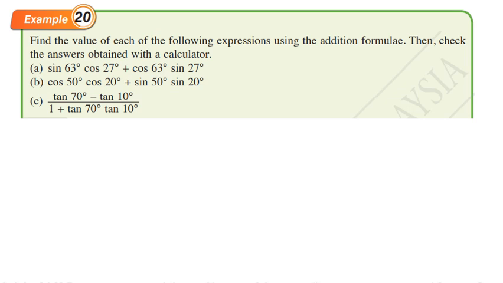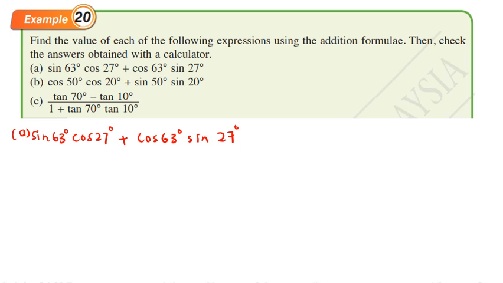Find the value of each of the following expressions using the addition formula. Then check the answer obtained with a calculator. Okay, so for A, sin 63 cos 27 degree plus cos 63 degree sin 27. So we need to rewrite it back. Okay, so this one A: sin 63 degree cos 27 degree plus cos 63 sin 27.